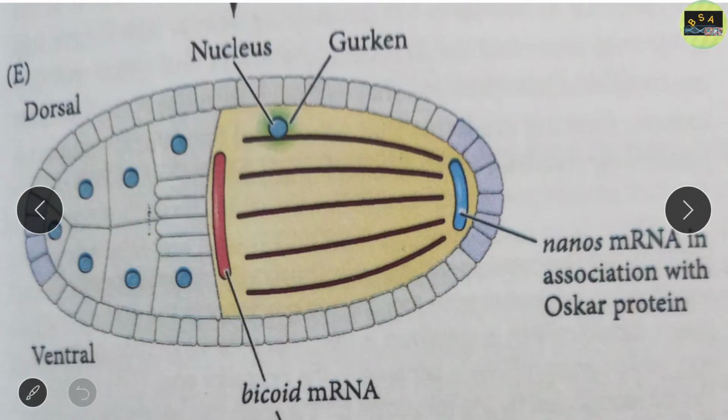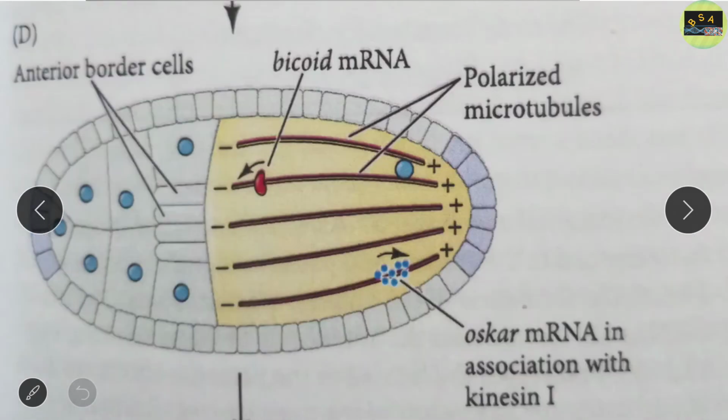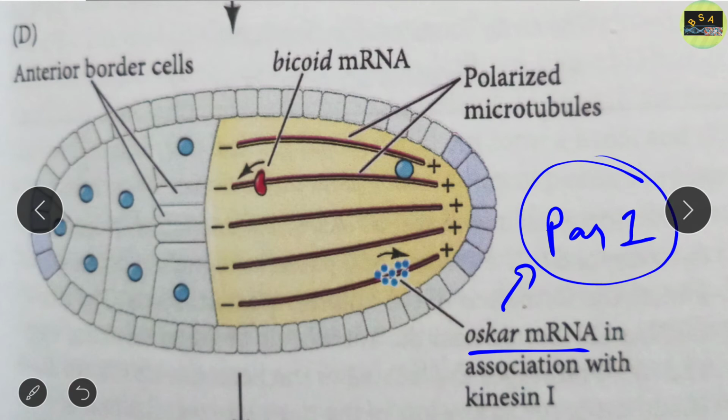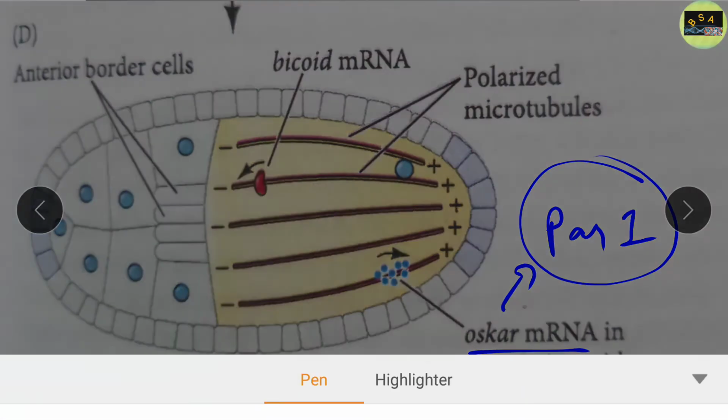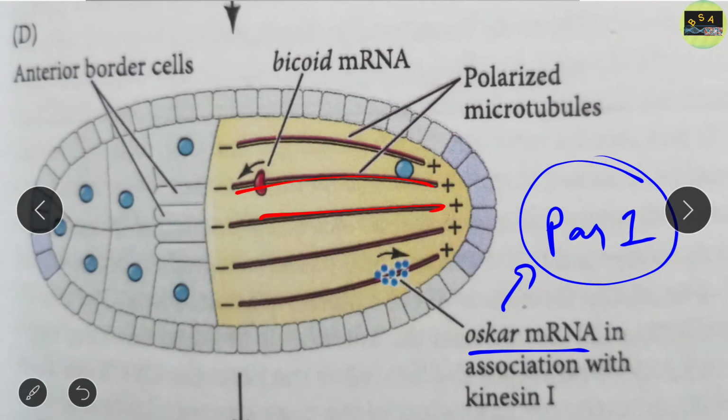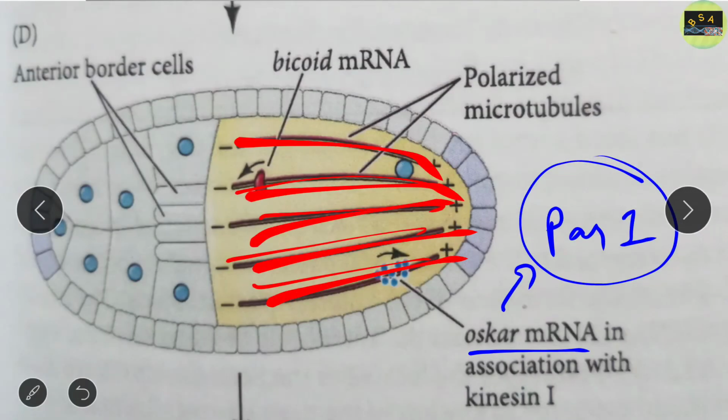Now, Oskar then recruits more PAR1 protein. Thereby it stabilizes the microtubule orientation, and with the microtubule orientation stabilized, more material can be recruited into the posterior end of the oocyte, so that more material can be transferred to the posterior end of the oocyte. Clear?